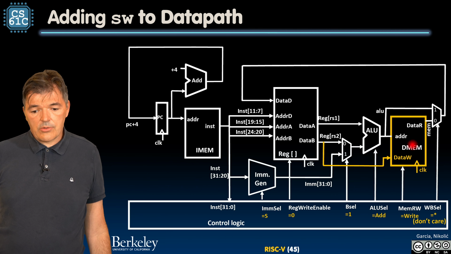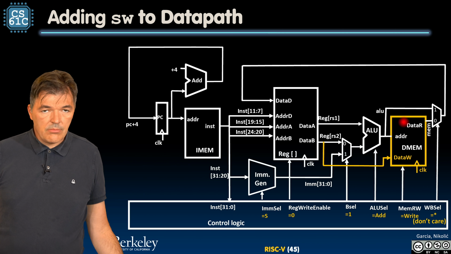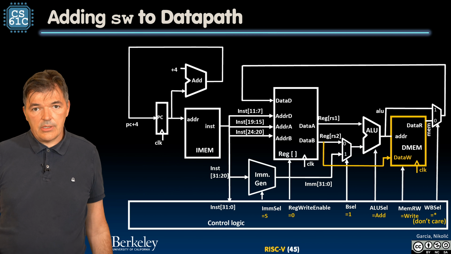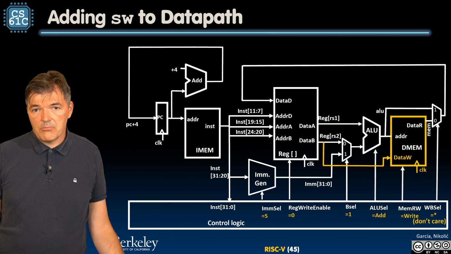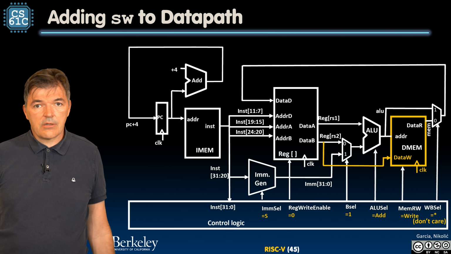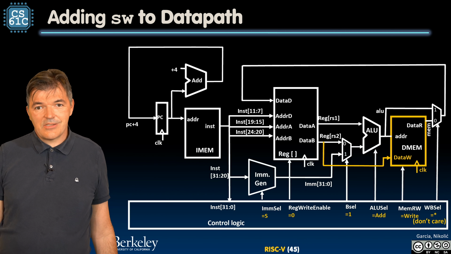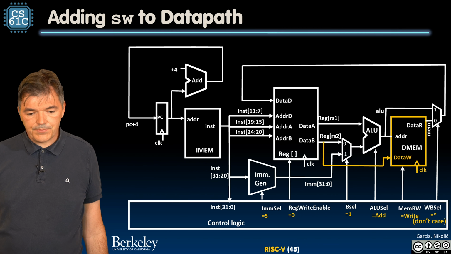And we are going to ignore whatever is being read out of the memory accidentally. We don't care about anything that appears at the data read port. So we are setting the write back select signal to a star, or a don't care. We'll use it in logic optimization later to minimize the number of gates that we need in the control.